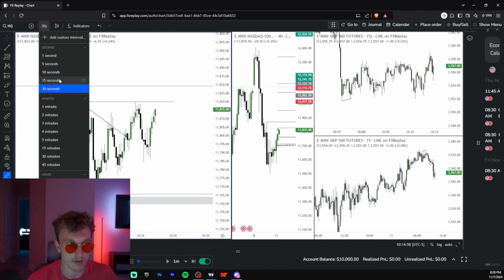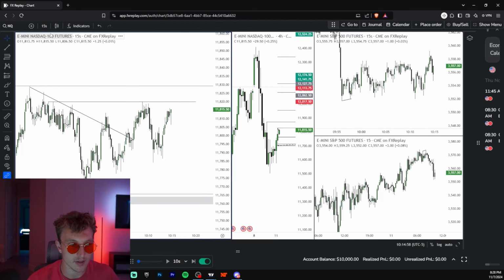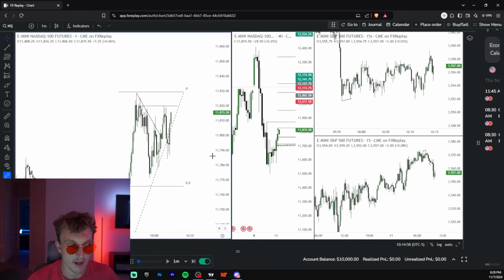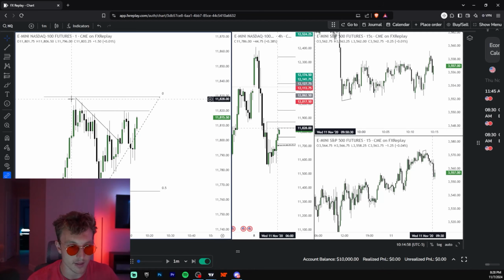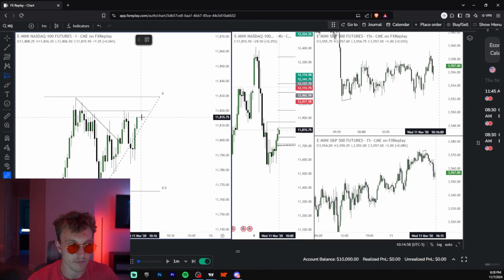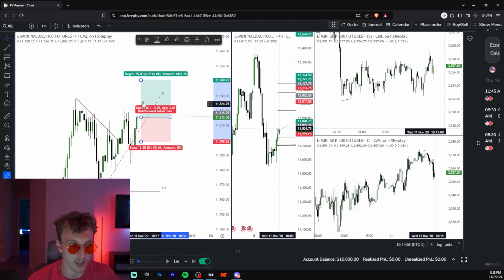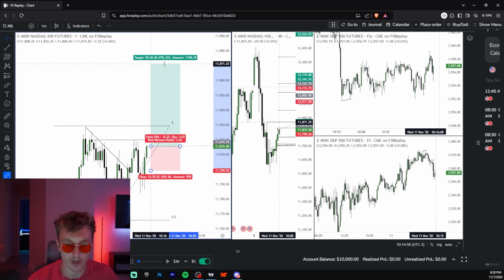Yeah, it looks like it kind of did. I still think this goes up though. I'm gonna retake this trade on the 1 minute. I think this looks really good. So we got a 1 minute entry here. I'm gonna go back for the draw on liquidity in the higher time frame.